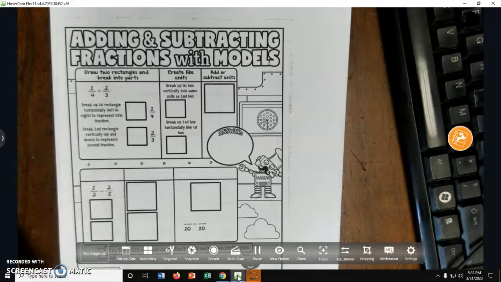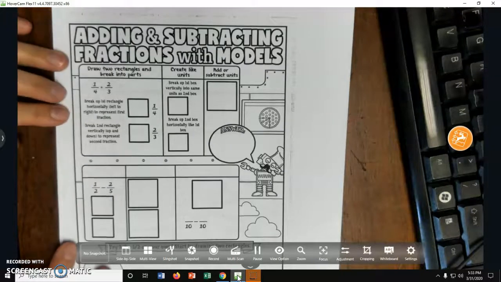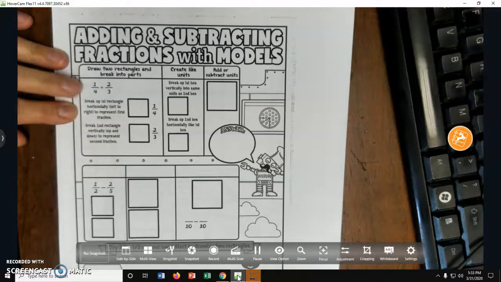We are on page 2 of our interactive notebooking. This page says adding and subtracting fractions with models. First one over here says draw 2 rectangles and break it into parts. We're taking 1/4 plus 2/3. So here it says break up the first rectangle horizontally left to right to represent the first fraction.